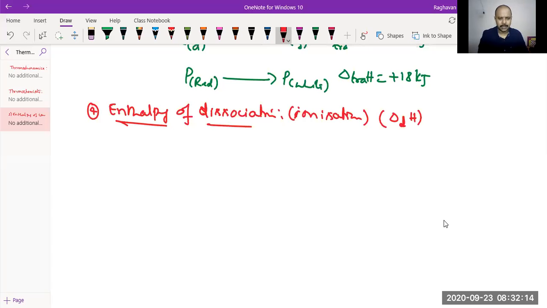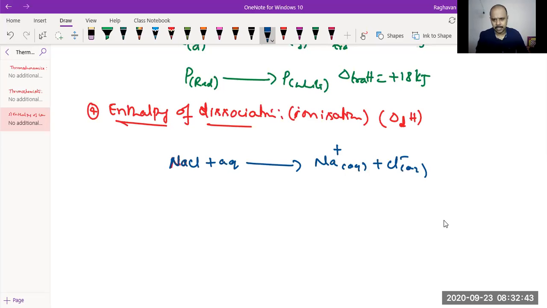What is this? Enthalpy of dissociation means when 1 mole of any substance dissociates into the solution, into respective ions. That's also the enthalpy of solution. For example, NaCl when added to aqueous medium becomes Na+ (aq) plus Cl- (aq). Whatever the enthalpy change is there, the enthalpy change is plus 5.45 kilojoules. So much heat is absorbed.